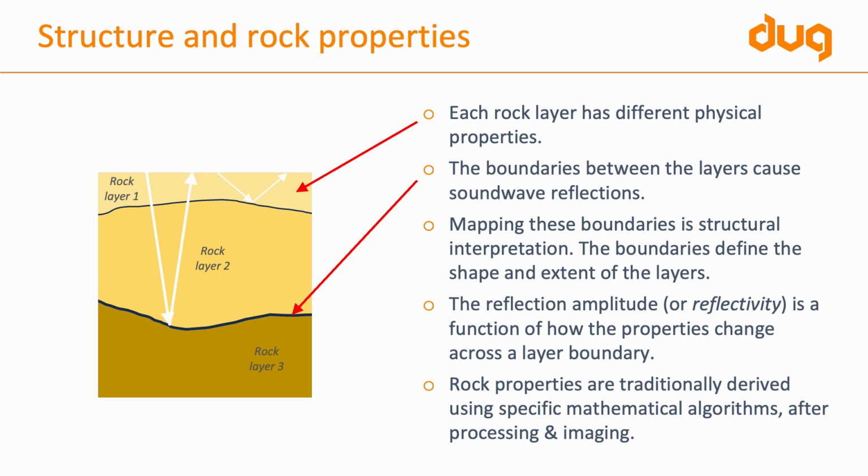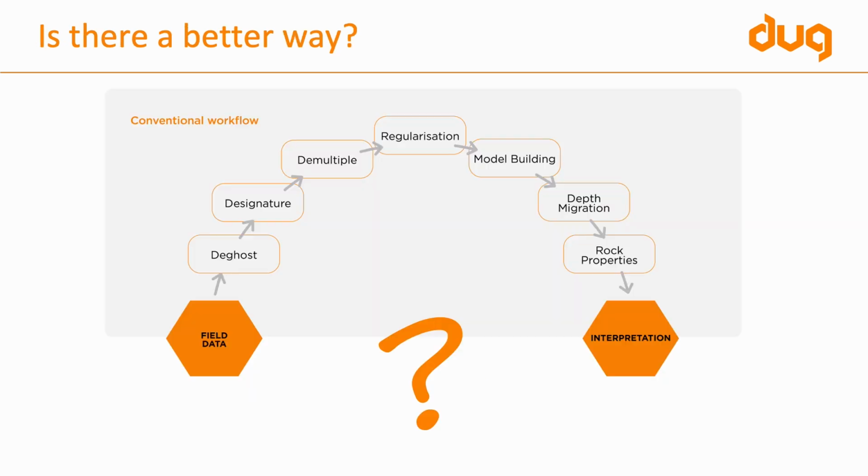Each rock layer has different physical properties. The boundaries between the layers cause sound wave reflections. Mapping these boundaries is structural interpretation. The reflection amplitude is a function of how the properties change across a layer boundary. Rock properties are traditionally derived using specific mathematical algorithms after processing and imaging. Is there a better way?